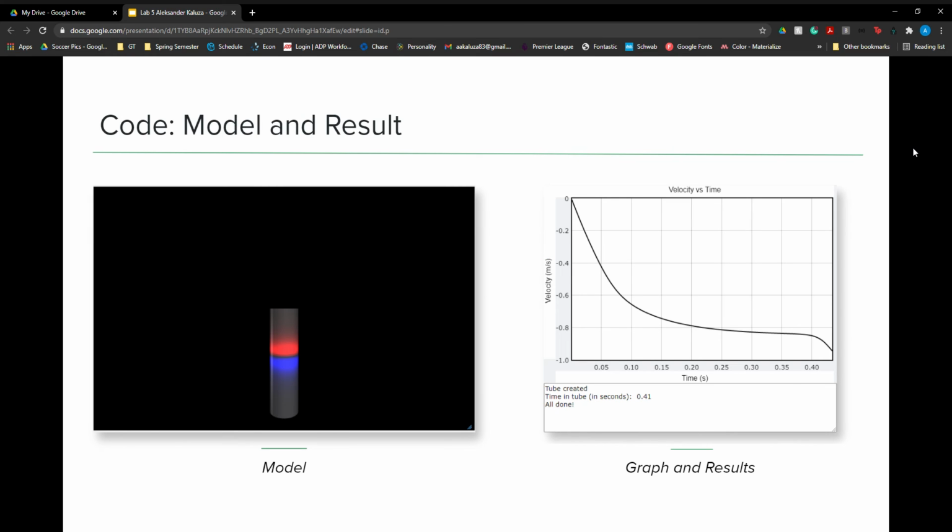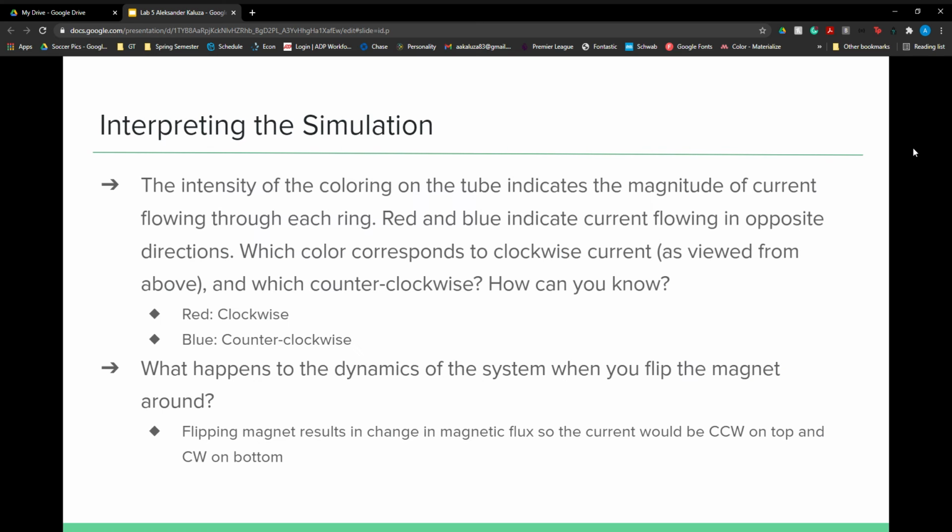Here on the left is an image of the model as the magnet is close to the middle of the tube, and my results, the chart is on the right, and it came out to be 0.41 seconds to fall through the tube. So to interpret the simulation, the intensity of the coloring of the tube indicates the magnitude of current flowing through each ring. Which color corresponds to clockwise current and which counterclockwise? How can you know? So the red represents the clockwise current and the blue is the counterclockwise.